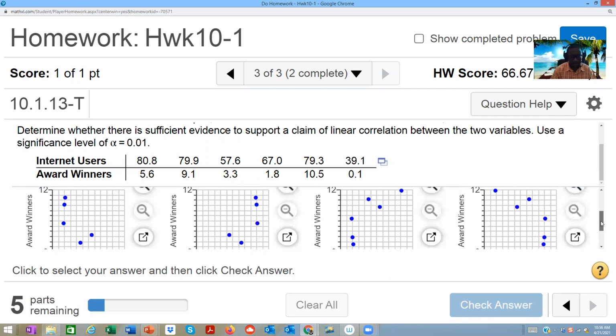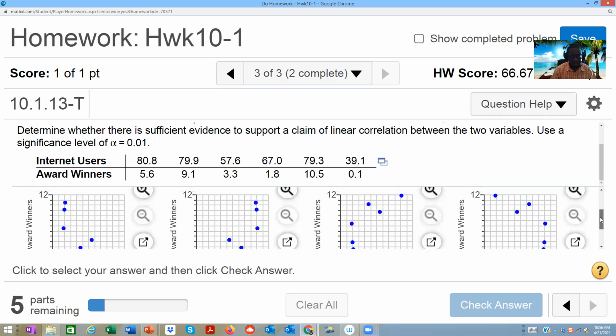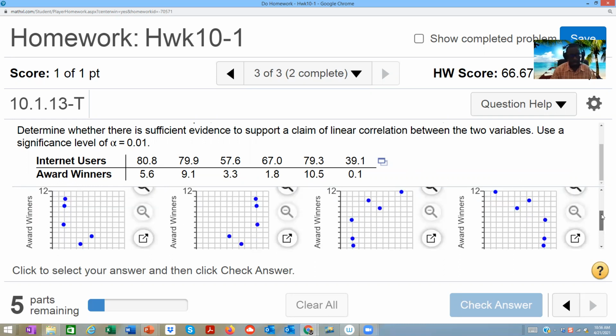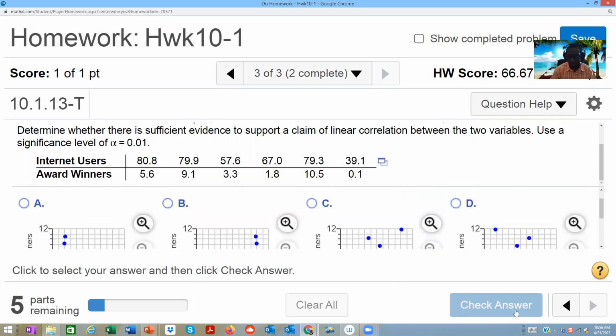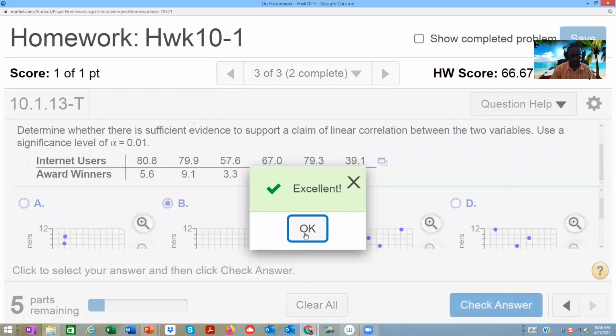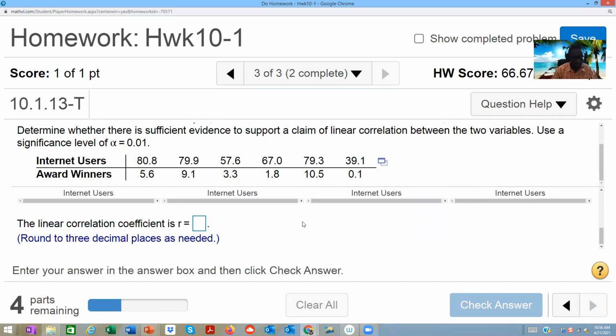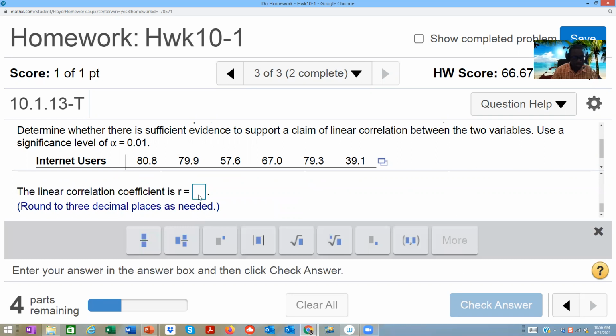I believe it's the B. Okay, I think it's the B. Based on that, yeah, I got it right. And then the correlation coefficient to 3 decimal places is what? 0.826.